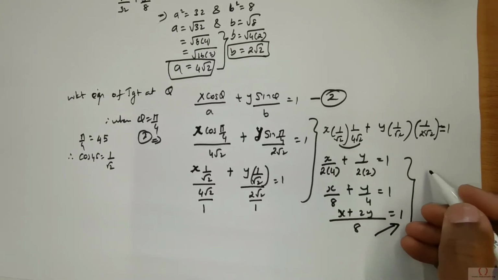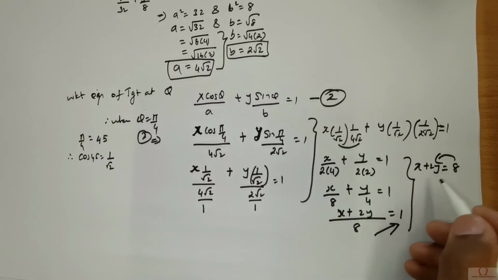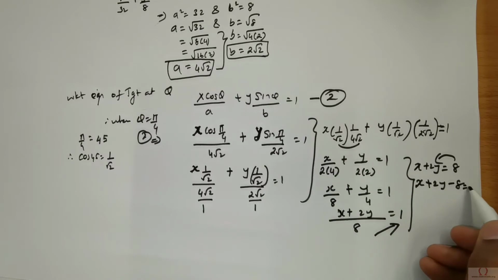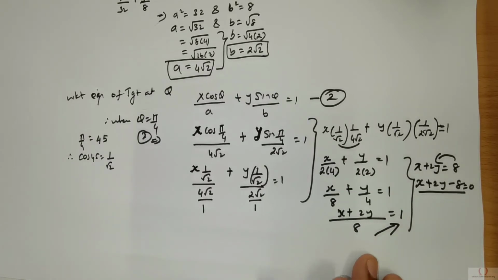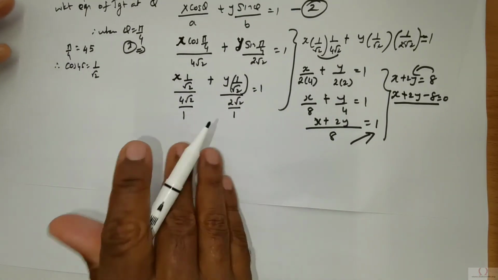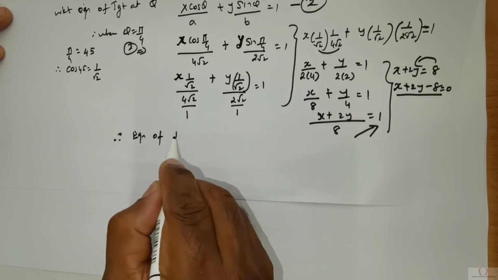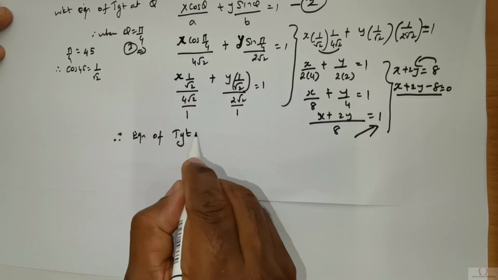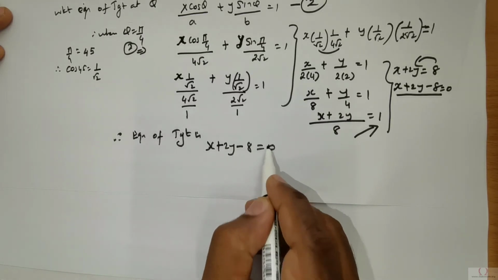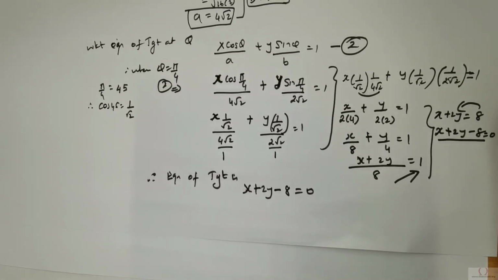That would give me x + 2y = 8. I move the 8 to the left. I get x + 2y − 8 = 0. So this is the equation of the tangent. Therefore, the equation of the tangent is x + 2y − 8 = 0. So we have got the equation of the tangent. Now we need to move on to find the equation of the normal.